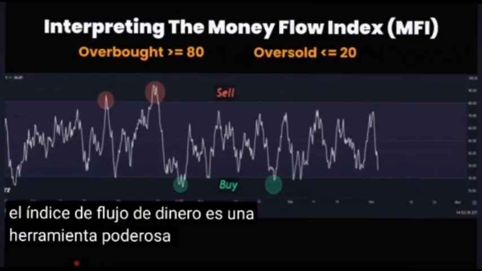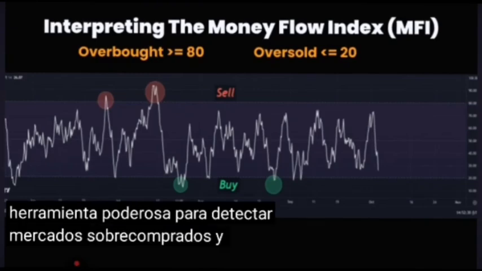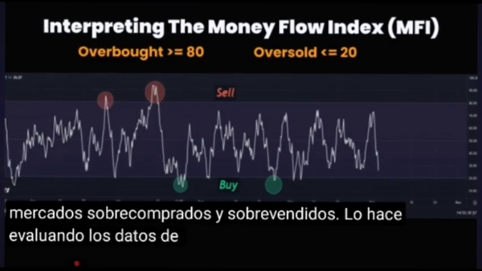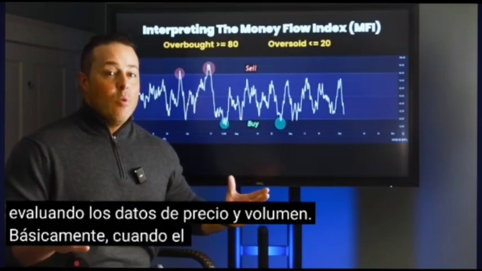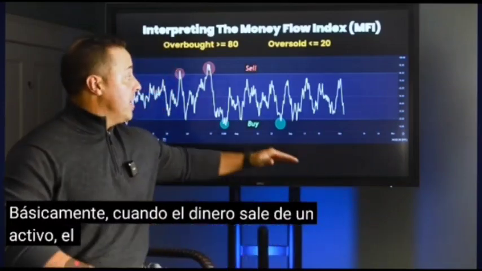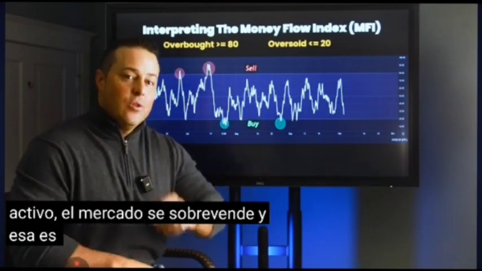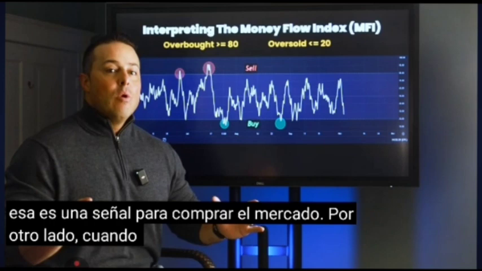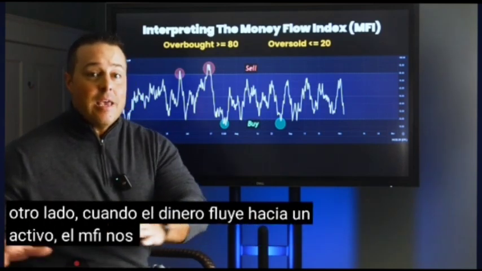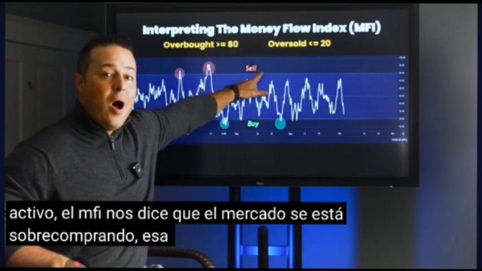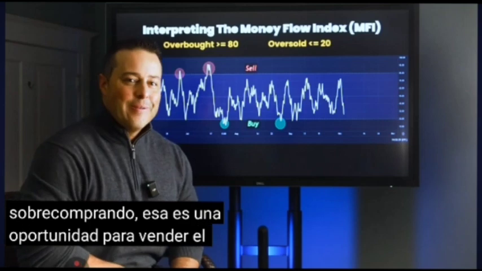The Money Flow Index is a powerful tool for spotting overbought and oversold markets. It does this by evaluating price and volume data. Basically, when money is moving out of an asset, the market becomes oversold, and that's a signal to buy the market. On the other hand, when money is flowing into an asset, the MFI tells us the market is becoming overbought. That's an opportunity to sell the market.